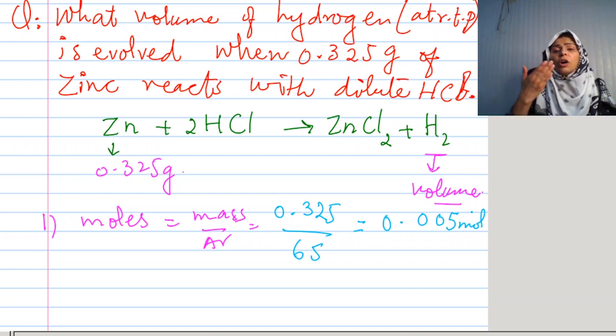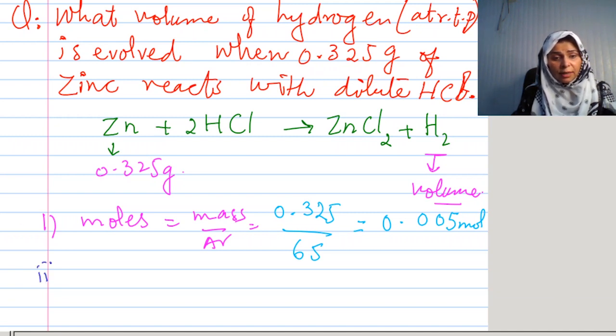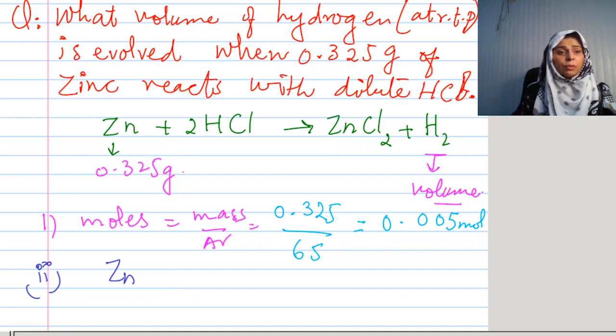Whenever you get a value from the reaction, whether it is from the gases or from the mass of the substance, the first step is to calculate the moles. Second step, same as we have done earlier, is the ratio method. Well done, guys. In the second step, we do the ratio method between zinc and hydrogen gas.